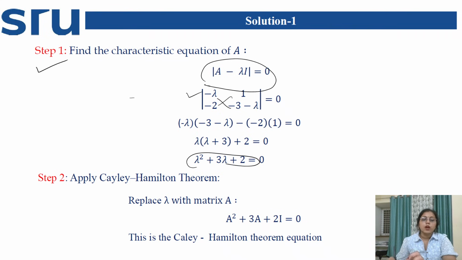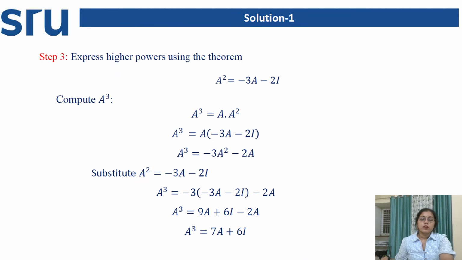And in step 2, apply the Cayley-Hamilton theorem, replace lambda with the matrix A. So you get A square plus 3A plus 2I equal to 0. This is nothing but your Cayley-Hamilton theorem equation. Now this is step 3. In this step, express higher powers using the theorem. So higher power is nothing but your A square. So you have to write A square is equal to minus 3A minus 2I.